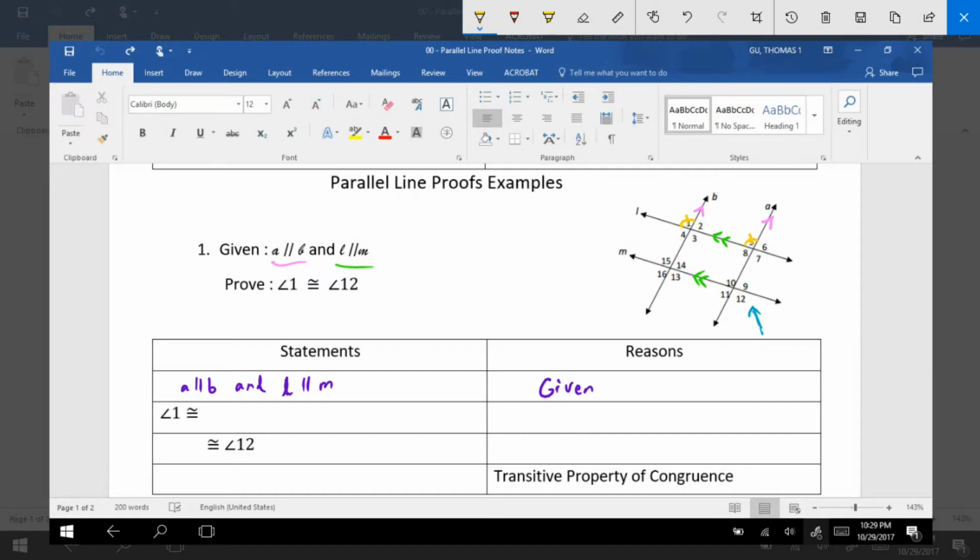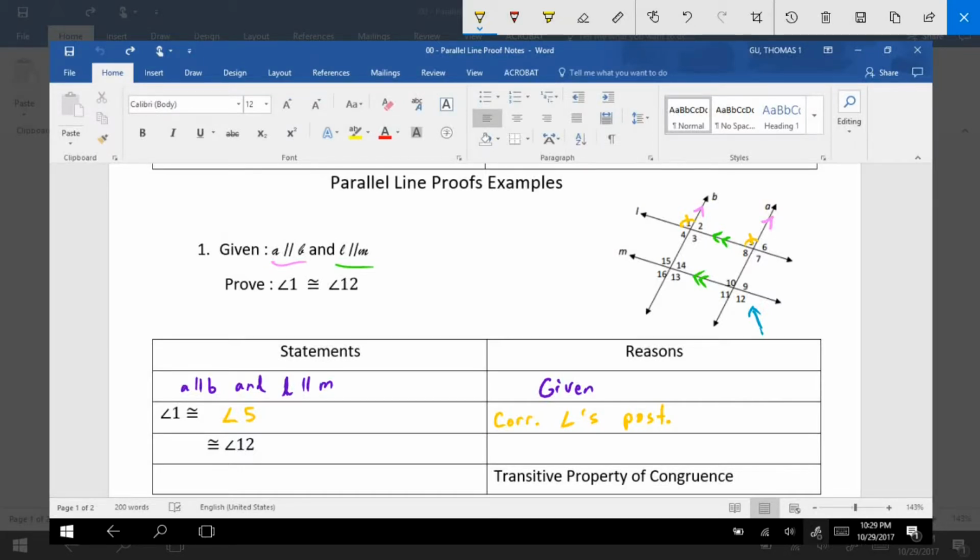They are congruent by the corresponding angles postulate. Remember, look at the top of the notes. That says corresponding angles when there are parallel lines are congruent. Therefore, 1 and 5 are congruent.